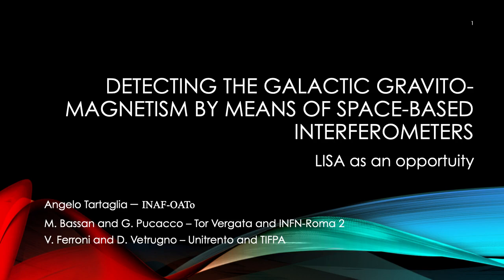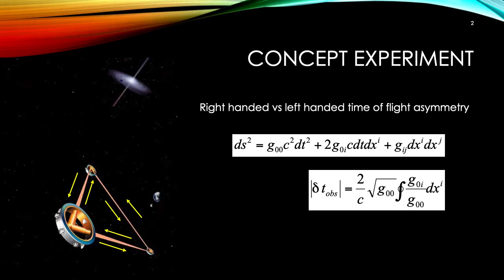My name is Angelo Tartaglia, working together with Massimo Bassan, Giuseppe Pucacco, Valerio Ferroni, and Daniele Vetrugno. We are presenting here a proposal for an experiment in space to measure the gravito-magnetism originated by our galaxy, and having a special thought to LISA. In the first slide, you see the principle of this experiment.